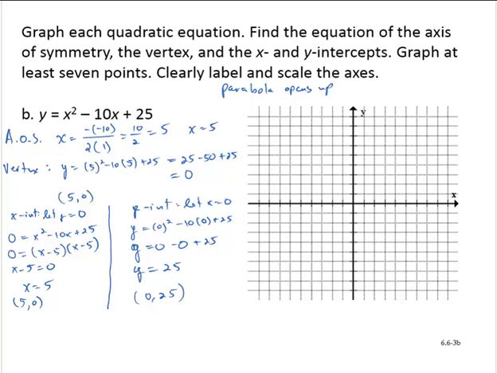All right, so now we just need to sort of find a few other points. But let's plot what we have so far. We have 5, 0, and we have 0, 25. Not a lot to go with, but we can work with it. I'll use a scale of 1 on the x-axis. And how about a scale of 4 on the y-axis?